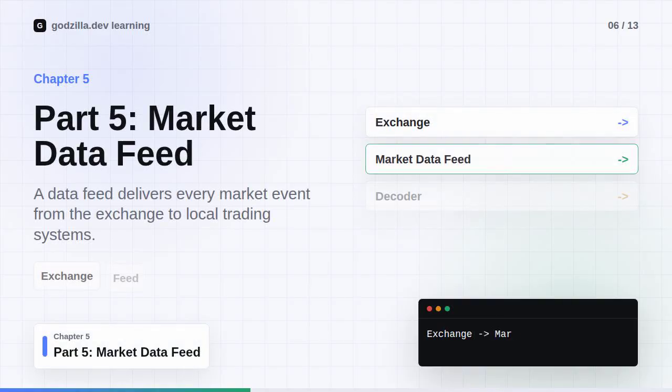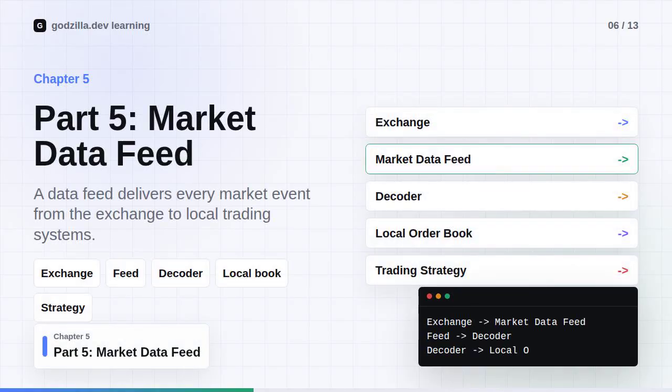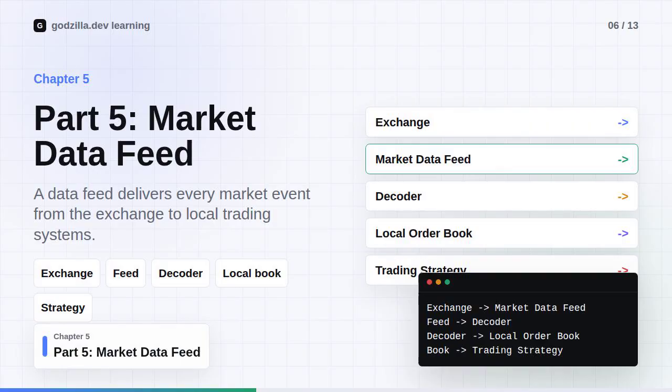Market data reaches trading systems through specialized exchange feeds. A simplified path is exchange, market data feed, decoder, local order book, and finally trading strategy. The feed must deliver every market event as quickly as possible. For high-frequency trading, this is often the most latency-sensitive component of the entire system.